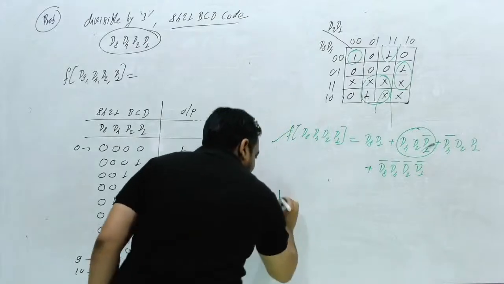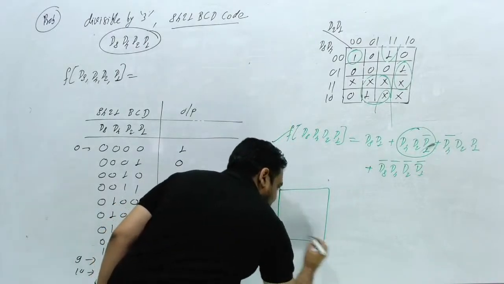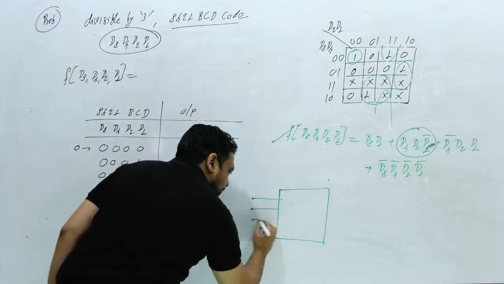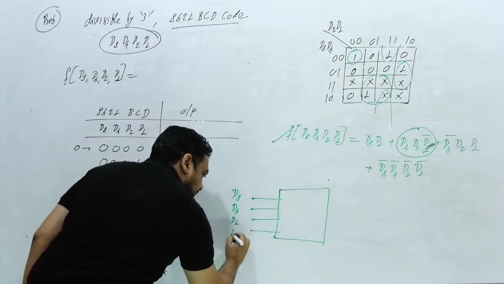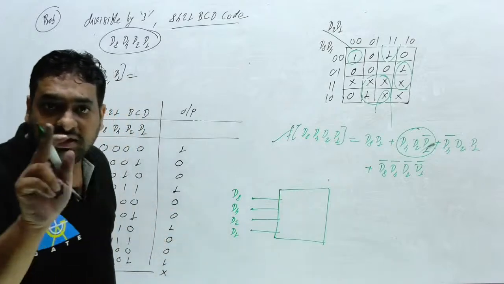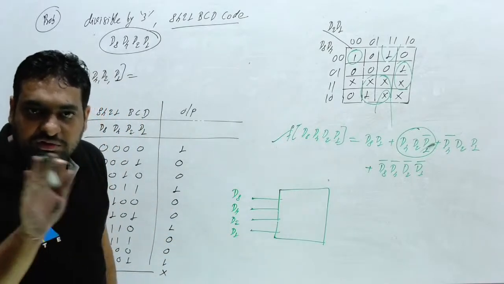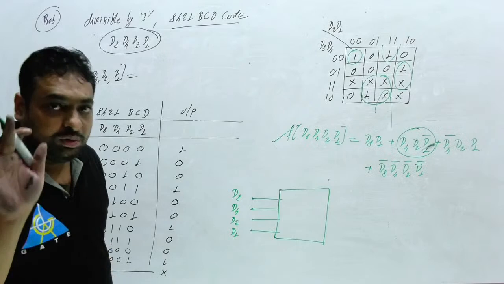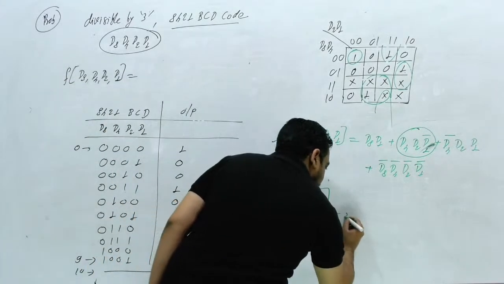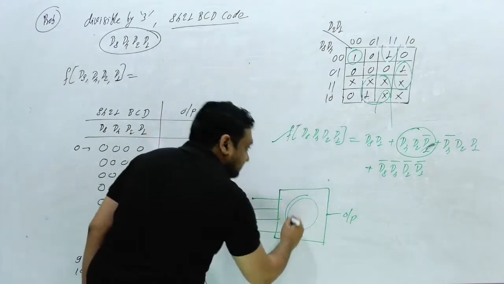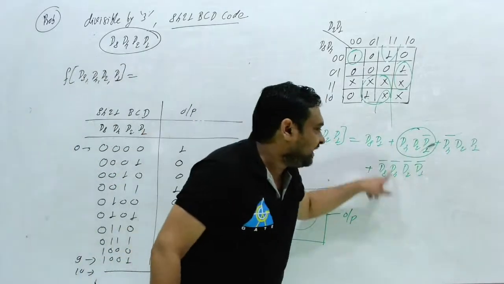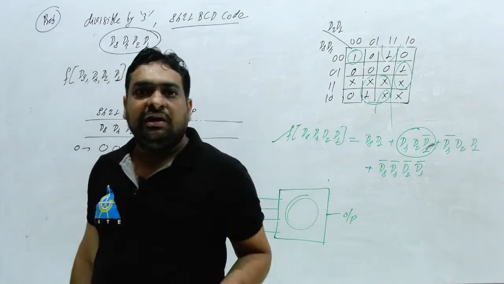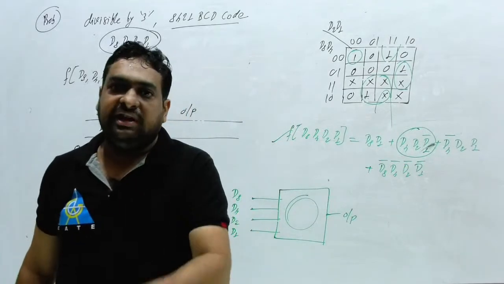So if you want to write a block for this circuit, this is the 4 input, 1, 2, 3, 4. And these 4 inputs are D8, D4, D2, D1. And here only 10 inputs you can provide, 0, 0, 0, 0 to 1, 0, 0, 1, that is 0 to 9. And this is the output. And inside this you will get this logic gate, and this circuit you can implement either by decoder or by multiplexer or by logic gate. That is your choice.